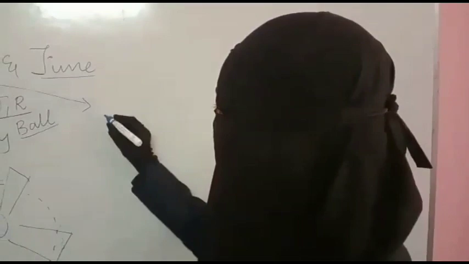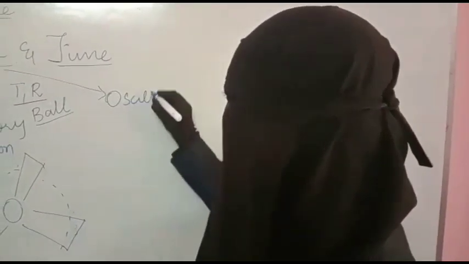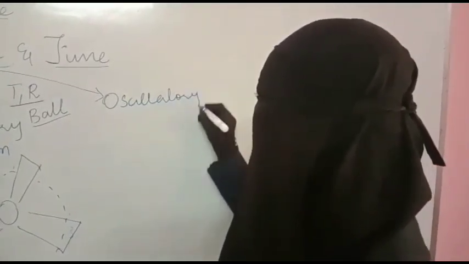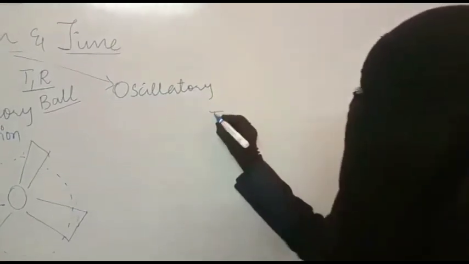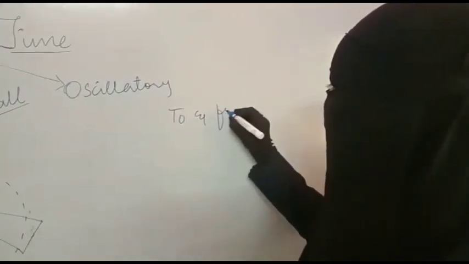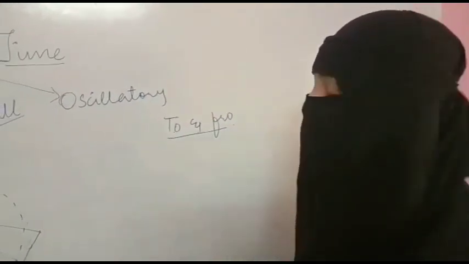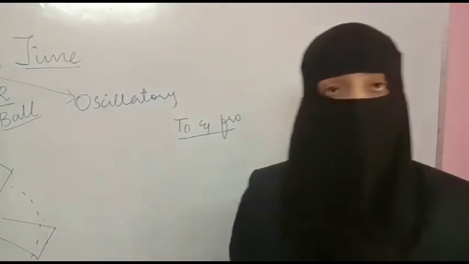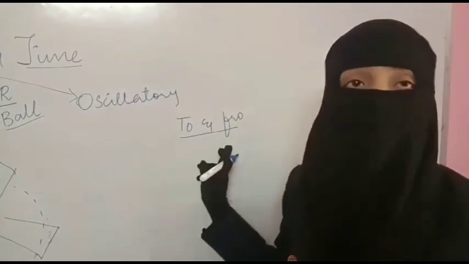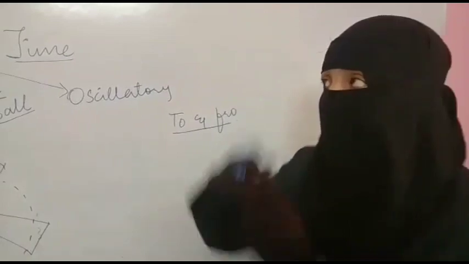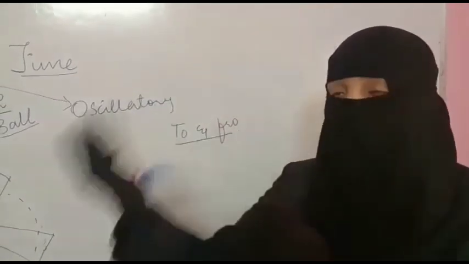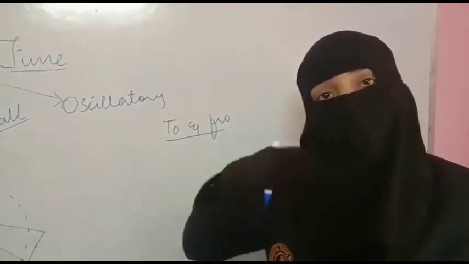Now, one more type of motion is oscillatory motion. So, what is oscillatory motion? It is also to and fro motion. What is to and fro motion? If an object is following the same path again and again, then it is called to and fro motion. To and fro motion can be upward and downward, forward and backward, and side to side.